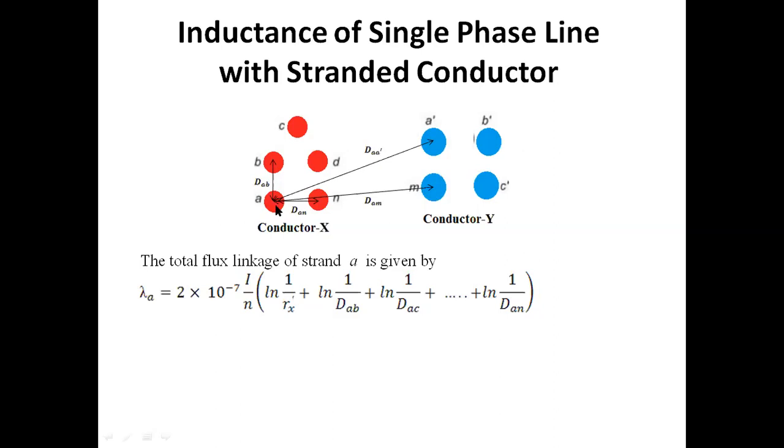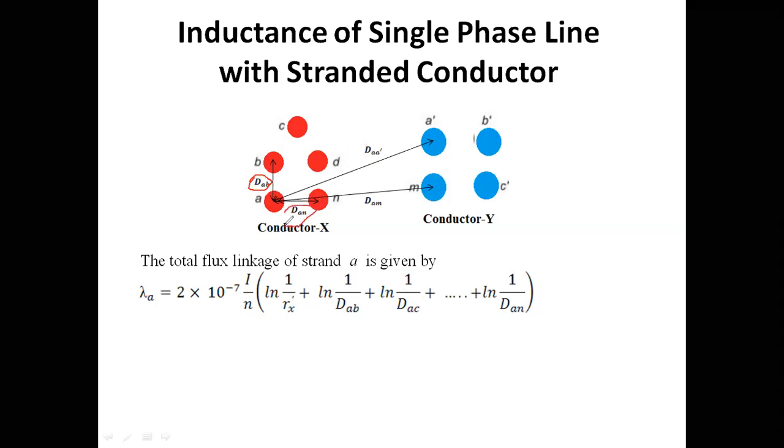Now consider the distance between strand A and B, which is DAB, as shown here. So ln 1 by DAB, plus ln 1 by DAC, and so on, up to ln 1 by DAN. So these are the distances between the strands.